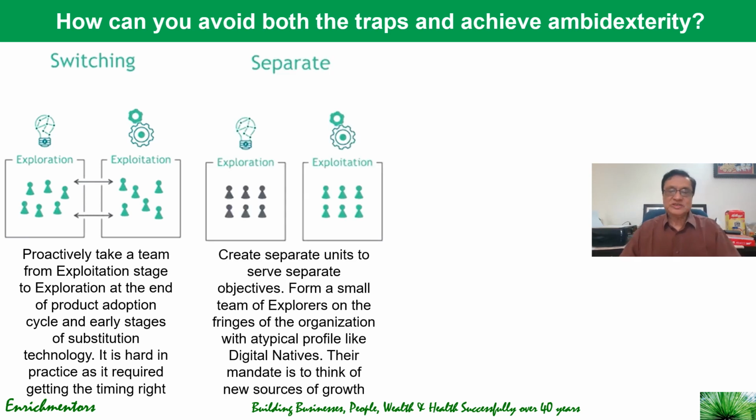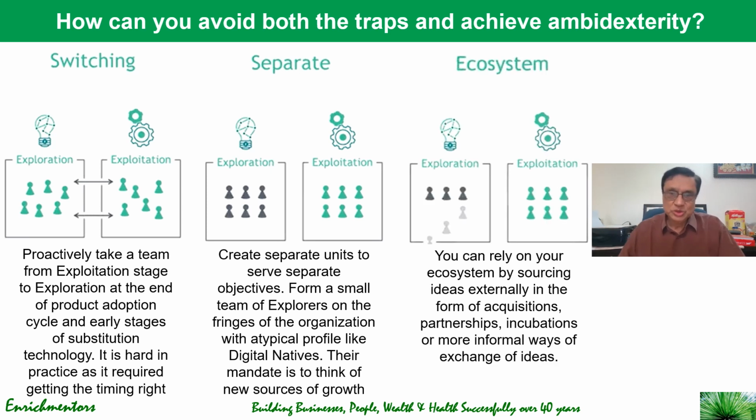The second method is to separate. You create two separate organizations in the company, one for exploration and one for exploitation. So you create separate units with separate objectives, a small team of explorers on the fringes of the organization with a very different kind of profile, like digital natives. They keep looking for exploration. Their mandate is to think of new sources of growth. And the legacy team, the exploitation team, the current business teams, continue to work on that. And this is doable. It costs you a bit more, but it is a good way to be ambidextrous.